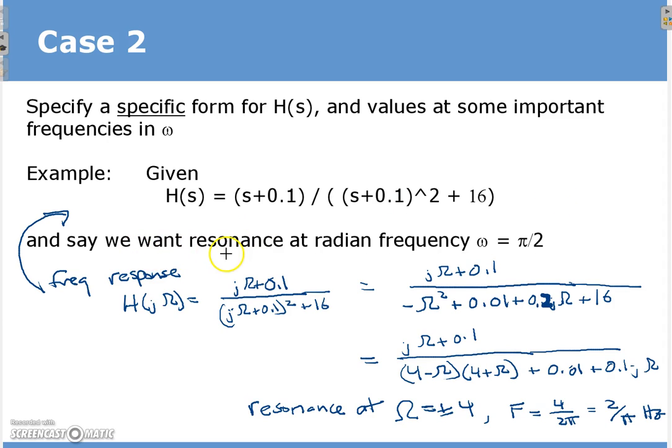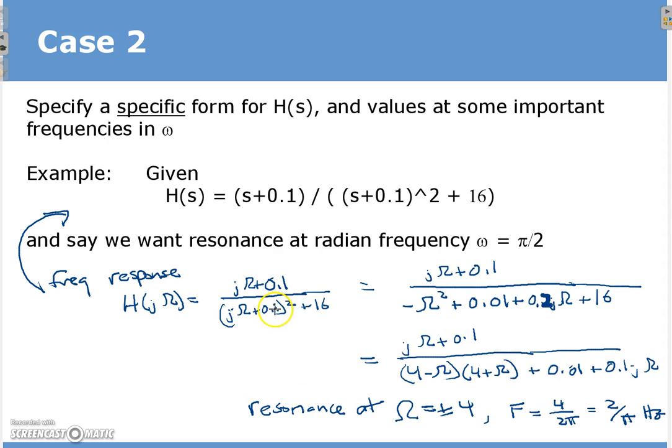And let's say we want this to give a resonance at a digital frequency of pi by 2. Well, what do I mean by resonance? If we look at this filter, we have to analyze it a little bit. I can plug in j omega for s, and that gives me this here. I can multiply out this term, and I get a minus omega squared, a constant, and then a cross term here, plus 16, and the top just goes to that. If I look at the bottom here, this term and this term I can write as 4 minus omega, 4 plus omega, and then I have this stuff left over.